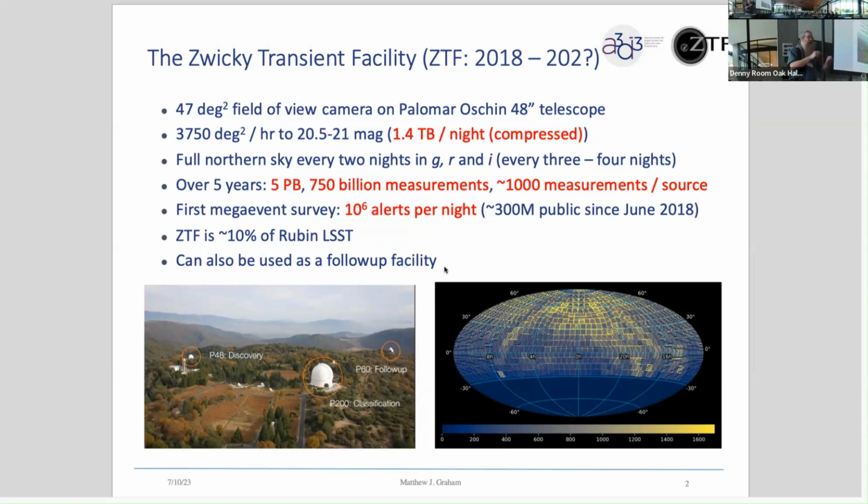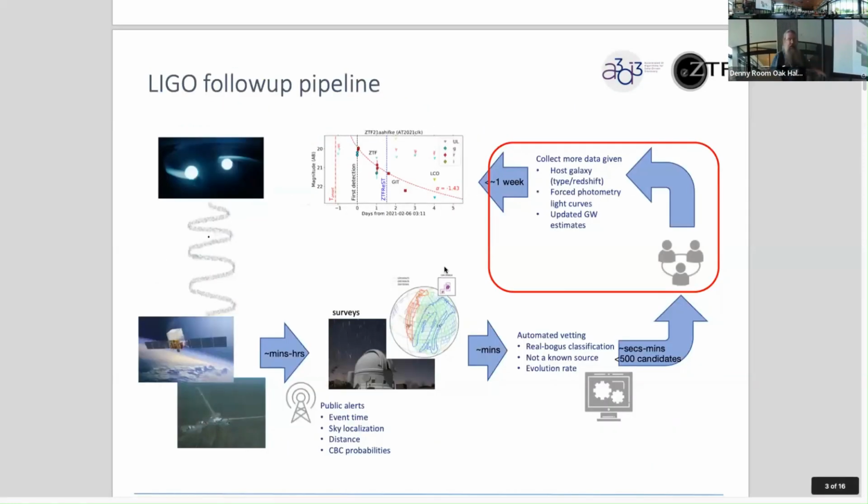Now, on planet Earth at the moment, there are 11 10-meter class telescopes, and that's the limited resource we have to do follow-up for the things that are really interesting. Now, ZTF is great at doing discovery, but it can also be used as a follow-up telescope because it has a really wide field of view, 47 square degrees.